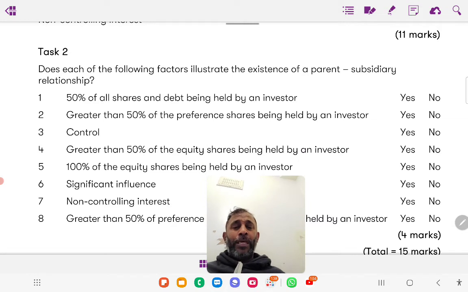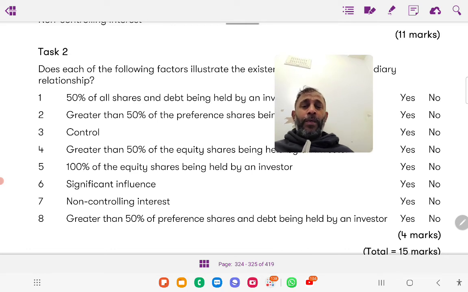Greater than 50% of equity. When you say greater than 50%, that means 51 or more equity shares being held by an investor. Obviously, that is one possibility. The fifth one, 100% of equity shares being held by an investor. Obviously, then that situation is known as a 100% owned or fully owned subsidiary. Significant influence. No, significant influence is to establish an associate, and that is discussed in IAS 28, which is a separate standard, and with that we cannot really say that we have control.